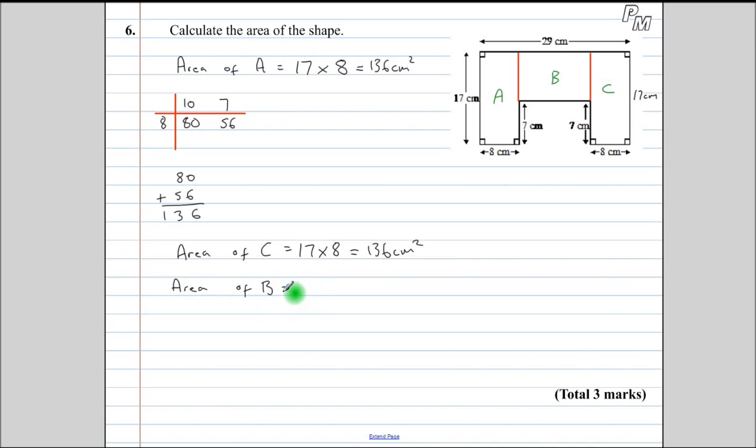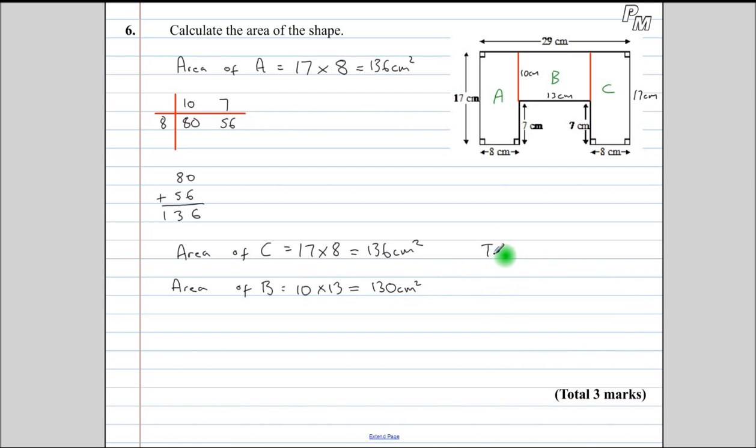Okay, this is going to require a little bit more thinking because at the moment we don't actually know the length of any of the sides. Let's think about it though. If this length is 17 all the way down here, and this bit is 7, the bit we've got left over here is going to be 10 centimetres. And if this whole length is 29, and we subtract 8 for this bit and 8 for that bit, that looks like subtracting 16, we get left with 13 centimetres for this side. So the area of B is going to be 10 multiplied by 13, which is 130 centimetres squared.